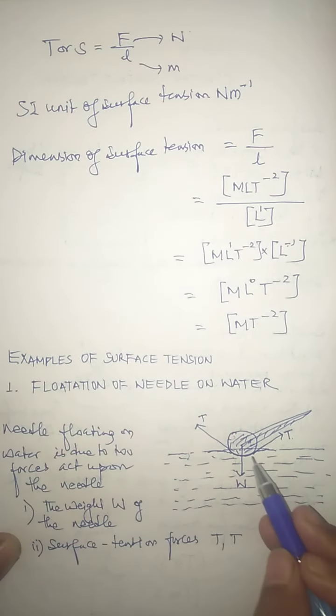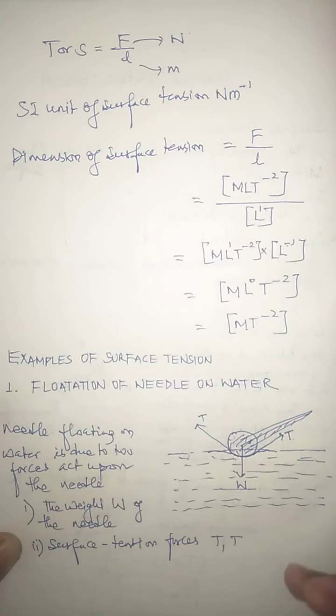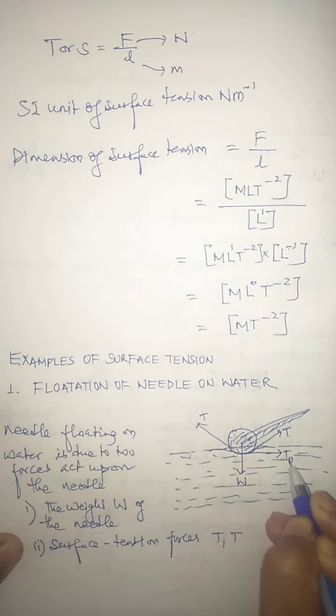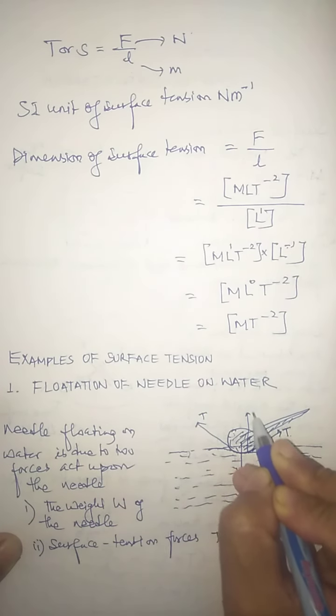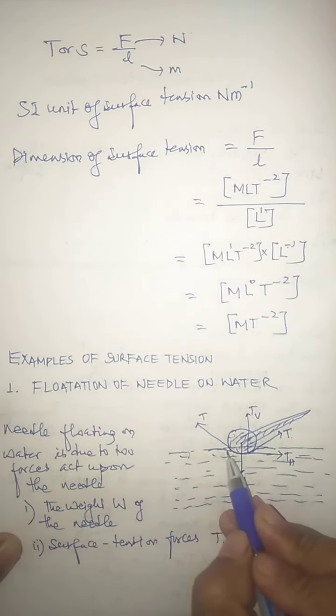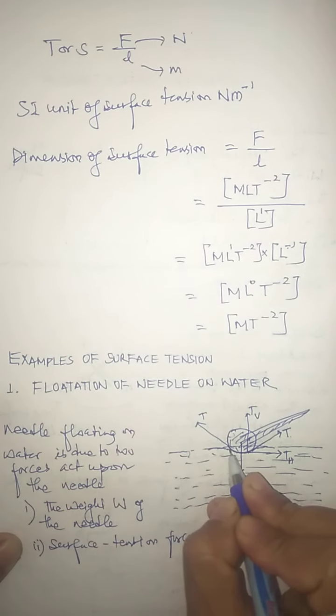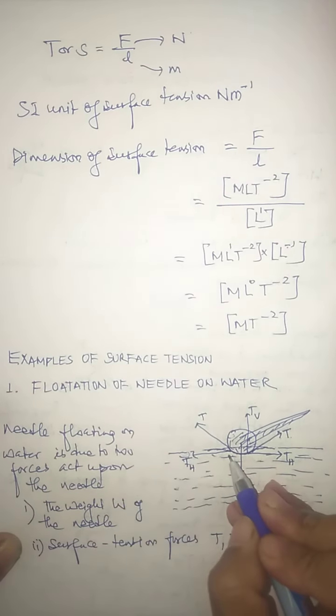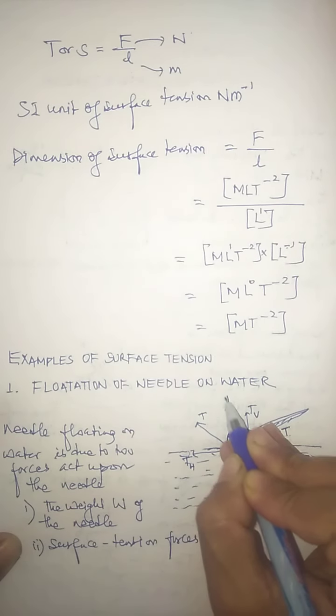Now, resolving this surface tension force into two components. Two components means one is the horizontal component of surface tension, and the other is the vertical component of surface tension. This force can be resolved into two components. One is the horizontal component, which I am writing as TH, and the vertical component, which is expressed as TV.